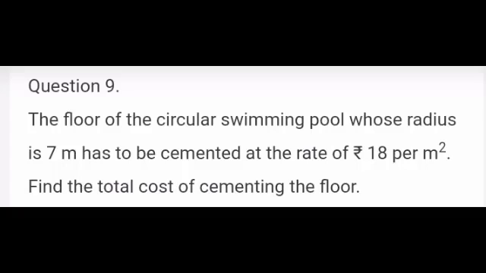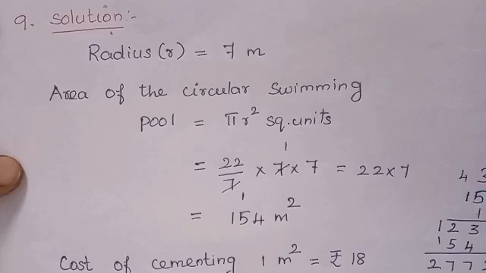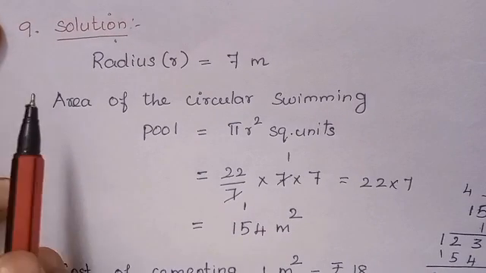Question number 9. The floor of the circular swimming pool, whose radius is 7 meter, has to be cemented at the rate of rupees 18 per meter square. Find the total cost of cementing the floor. In this question, radius given. First of all, we have to find out the area of the circular swimming pool. Next, cost of cementing rupees 18 per meter square is given. We have to find out the cost of the cementing the floor. Now listen the solution for the 9th question.